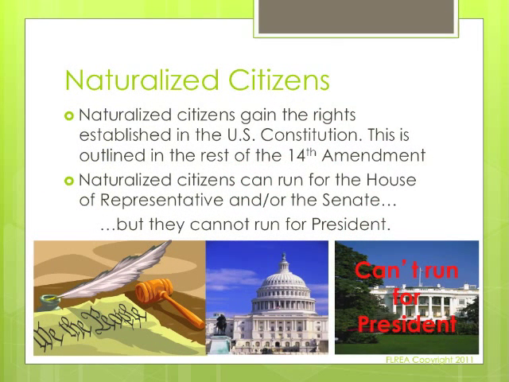Naturalized citizens gain the rights established in the United States Constitution. This is outlined in the rest of the 14th Amendment. Naturalized citizens can run for House of Representatives and for the state Senate, but they cannot run for president. So really, the only difference between a naturalized citizen and a natural-born citizen is the fact that they cannot run for president.